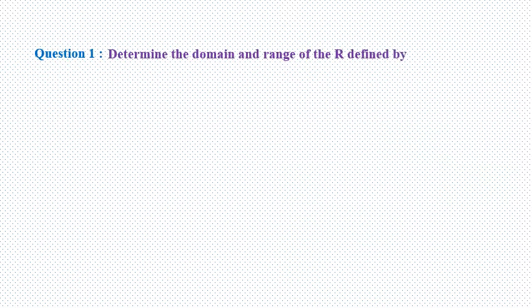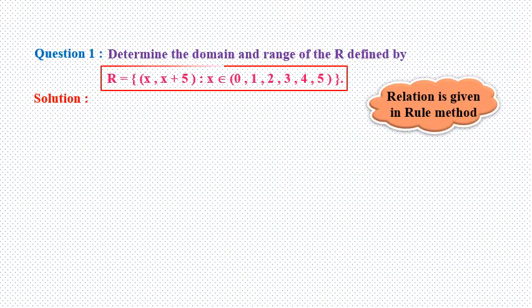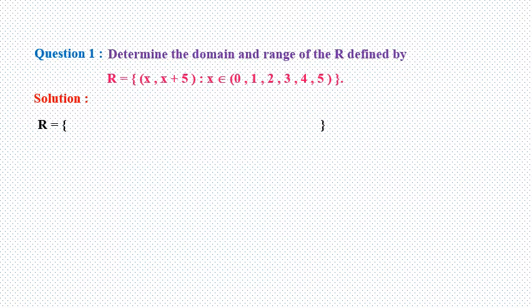Next problem. Determine the domain and range of the relation R defined by this one. Solution. Let us see here. I am just doing this fast because the video will be very lengthy, so it is very difficult to upload. x plus 5, where x belongs to 0 to 5. Let me first make the relation by writing the elements. When I put x equal to 0, x plus 5 gives 5, so (0, 5). When x equal to 1, I get (1, 6).